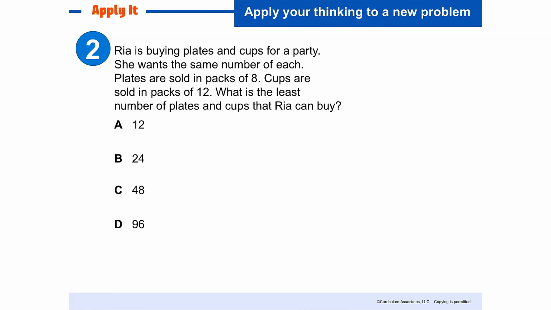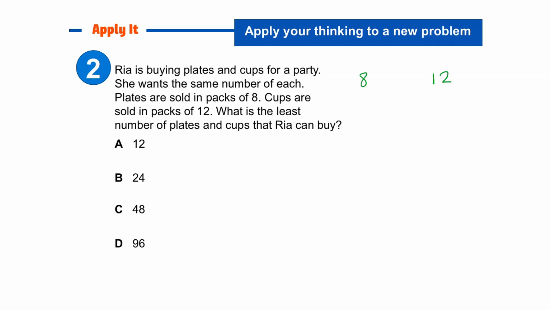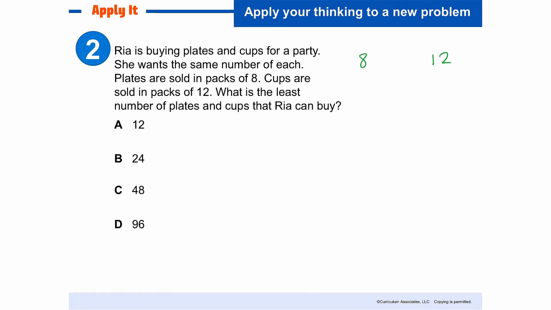Okay, so it says Ria is buying plates and cups for a party. She wants the same number of each. Plates are sold in packs of 8. Cups are sold in packs of 12. What is the least number of plates and cups Ria can buy? So the way it's most commonly done is to list the multiples, but we're going to do prime factorization here. Okay, so I'm going to essentially pull apart this number by breaking it down by factors.